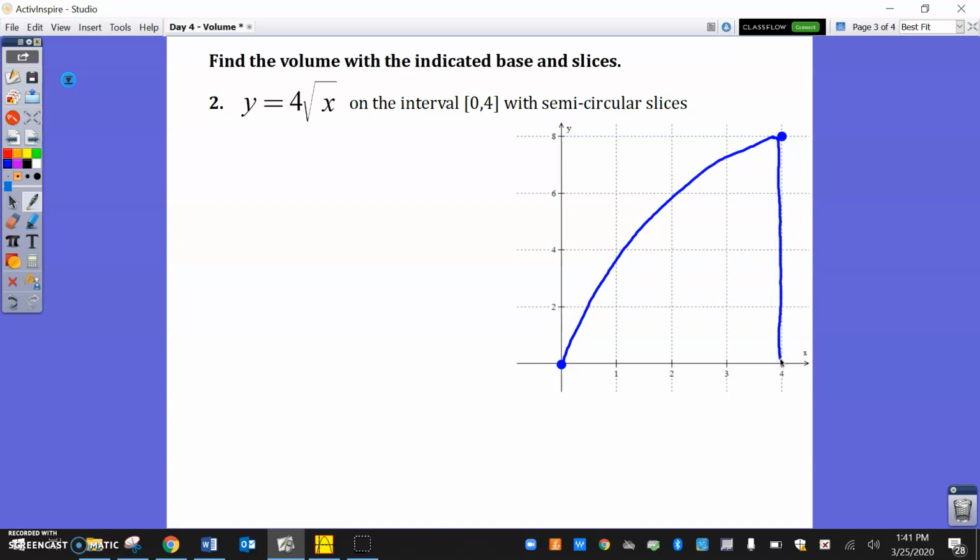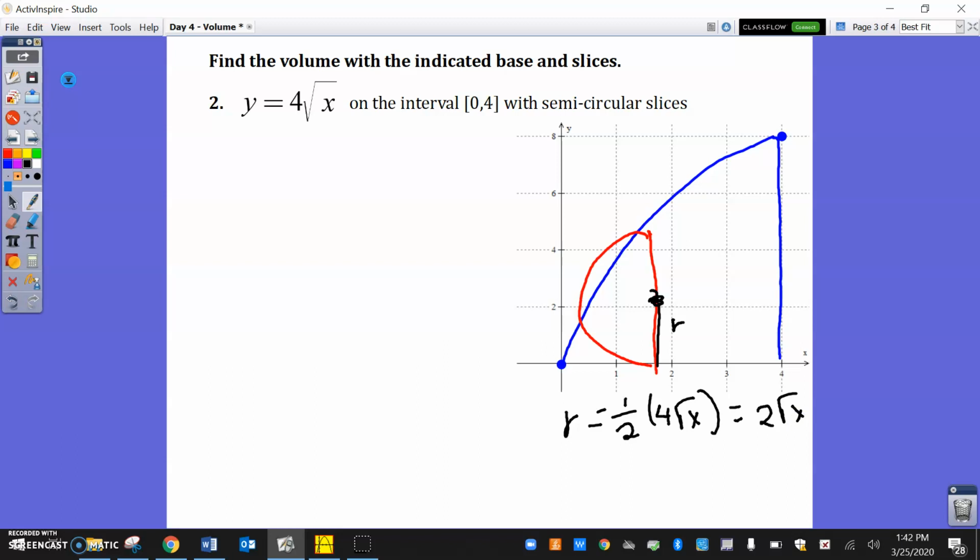And then I'm going to go ahead and graph the square root curve, close it off. And then I'm going to draw one of my semicircle slices. So there's the base of the semicircle. And then my radius is going to be from the center of the semicircle down to the bottom. So my radius is going to be half of the equation. The radius for semicircles is always half of your equation. So half of 4 times the square root of x is 2 times the square root of x.